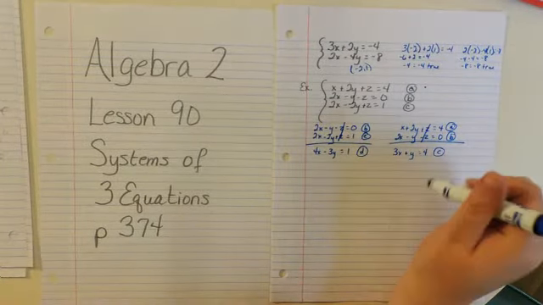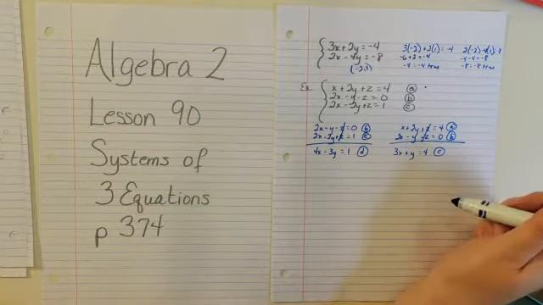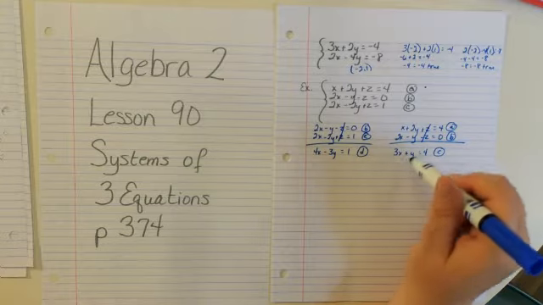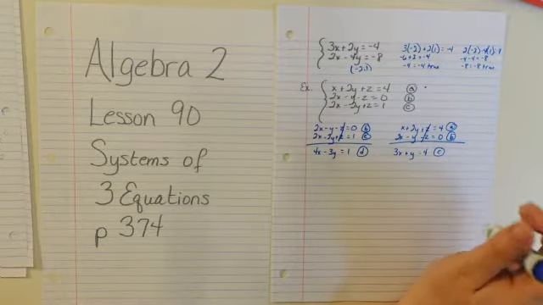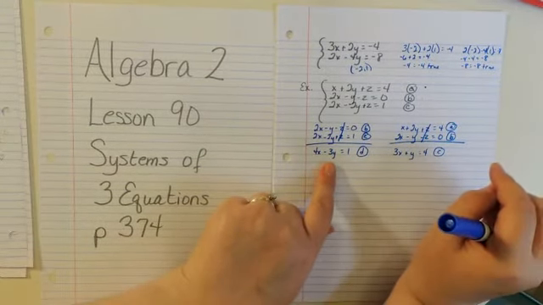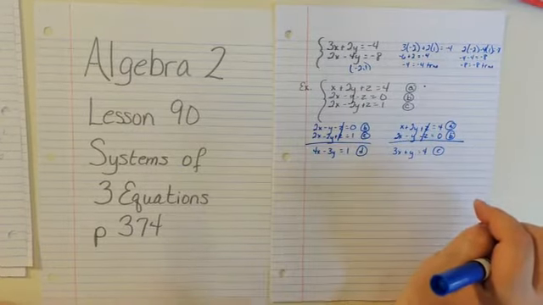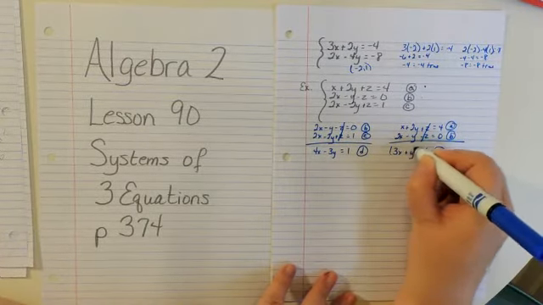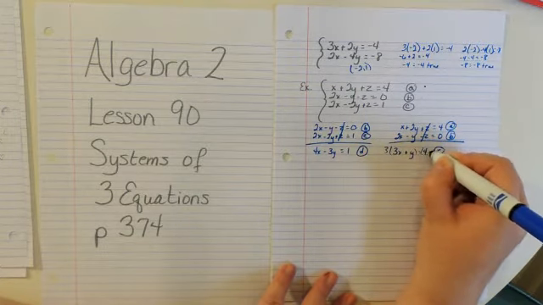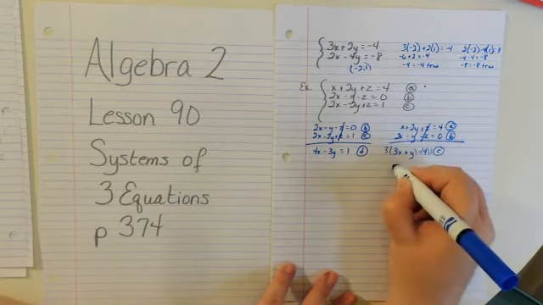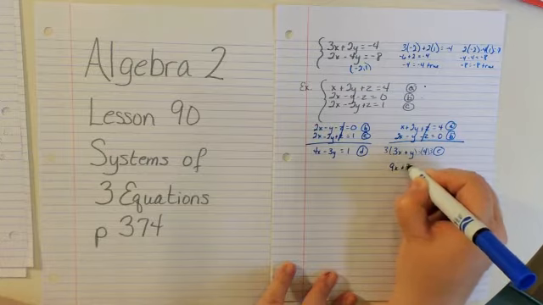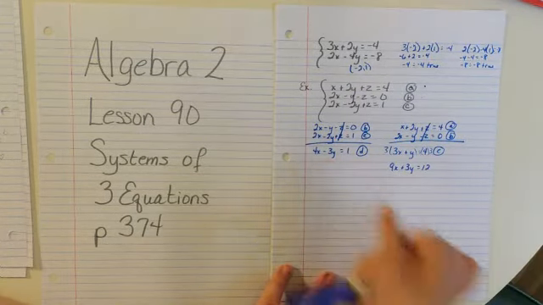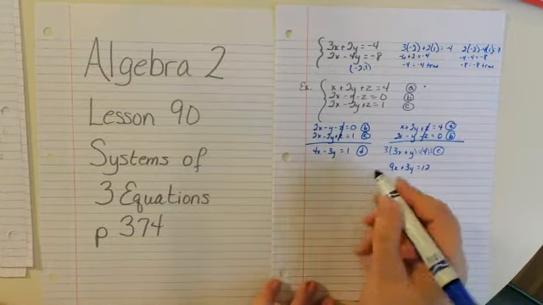We're going to use these to eliminate either an x or a y. So if we multiply E times 3, then we'll have a negative 3y and a positive 3y, and we can use elimination. So we're going to multiply this times 3 on both sides. So that'll give us 9x plus 3y equals 12. And we can add that to D.